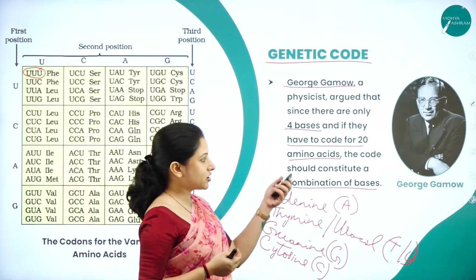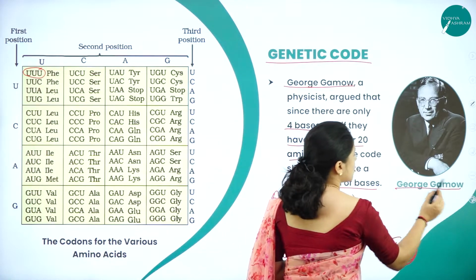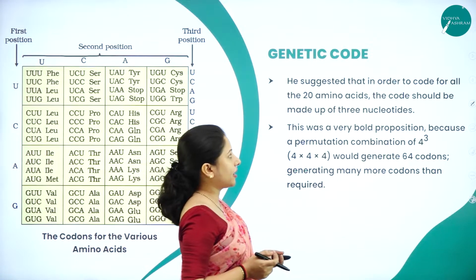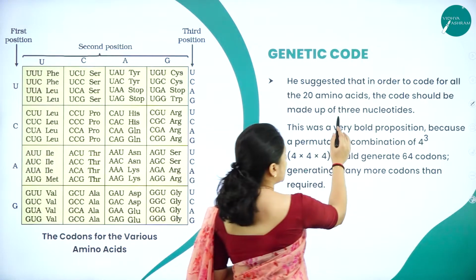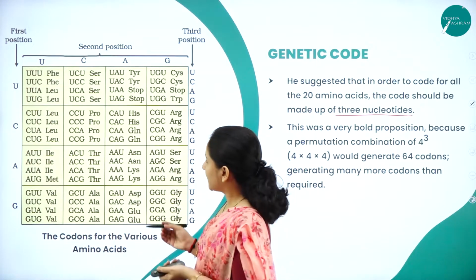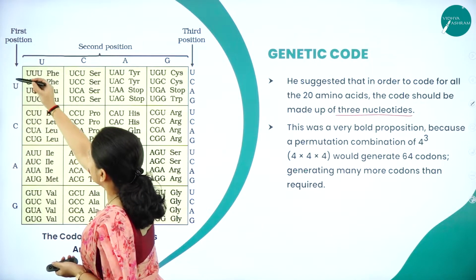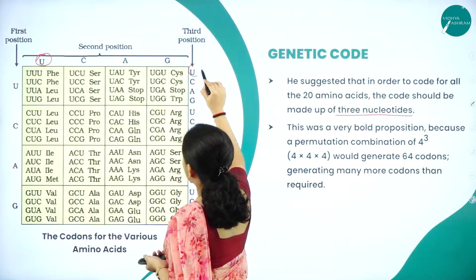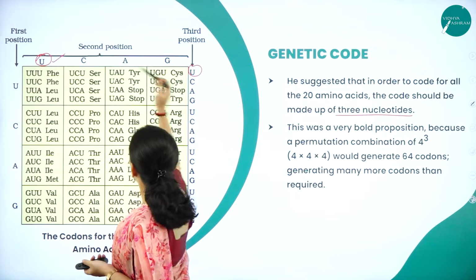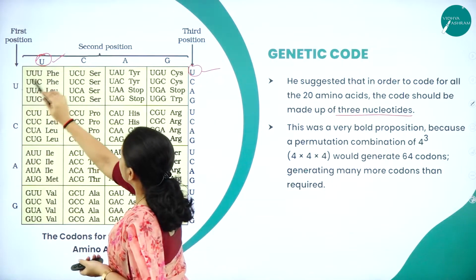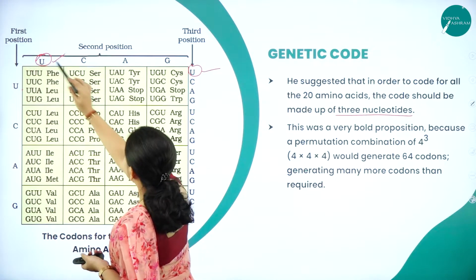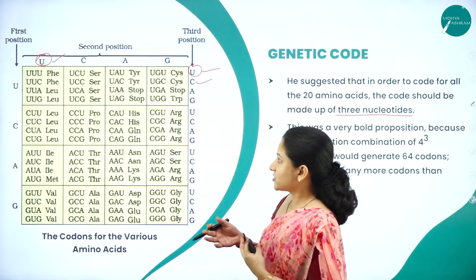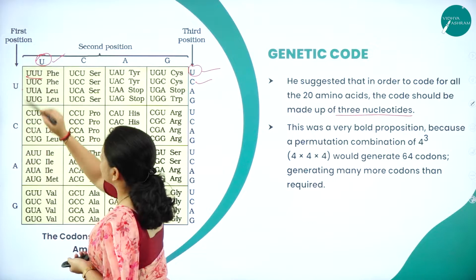That credit goes to this particular scientist, George Gamow. He suggested that in order to code for all the 20 amino acids, the code should be made up of 3 nucleotides. Looking at this table, they have taken one nitrogenous base here, another here, and the third one here. So U, U and U. Next we have U, U and C. That is how they made combinations.